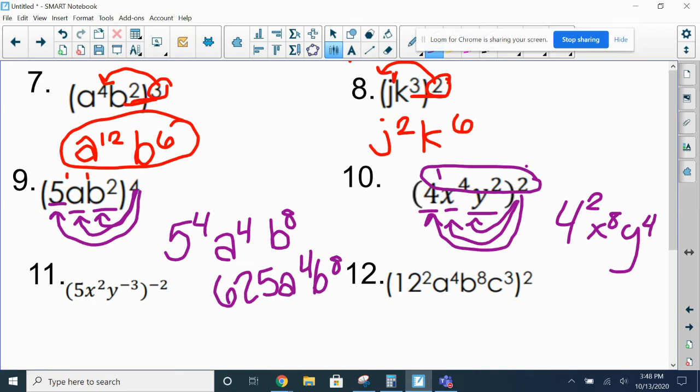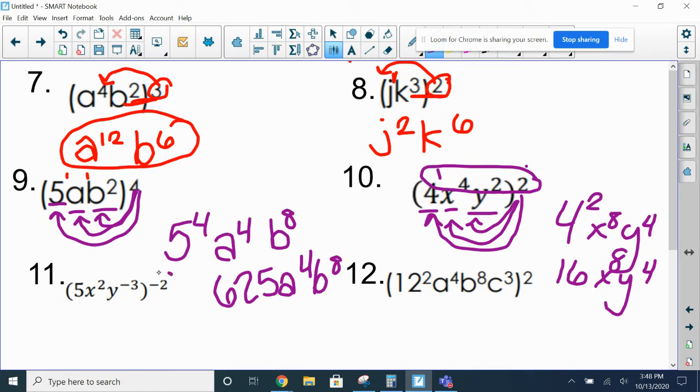And like I said, this is technically right unless it tells you to simplify, and I will take this unless it says fully simplify. Otherwise, 4 squared is going to give us 16, because 4 times 4 is 16. X to the 8, Y to the 4. All right, and then we've got 2 more.